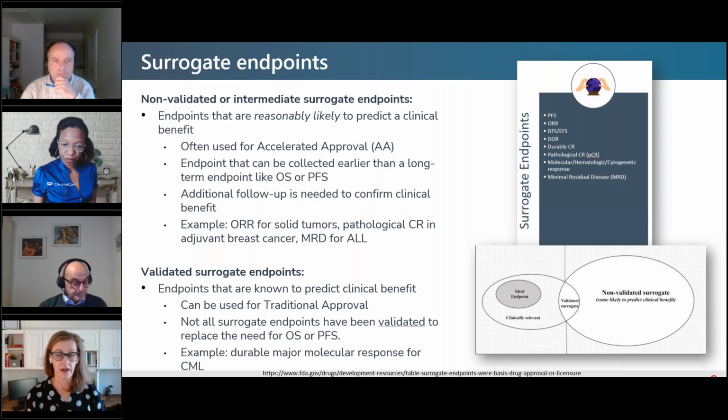In addition, there are also validated surrogate endpoints, and these endpoints are known to predict clinical benefit and can be used for traditional or regular approvals. Not all surrogate endpoints have been validated to replace the need for overall survival or PFS. An example of a validated surrogate endpoint is durable major molecular response for CML.